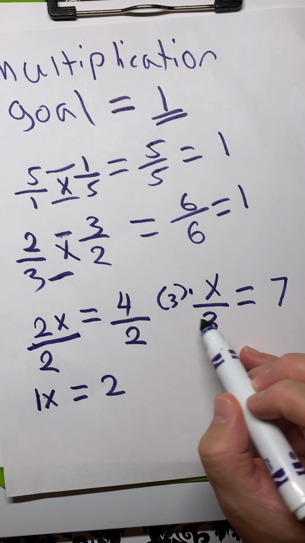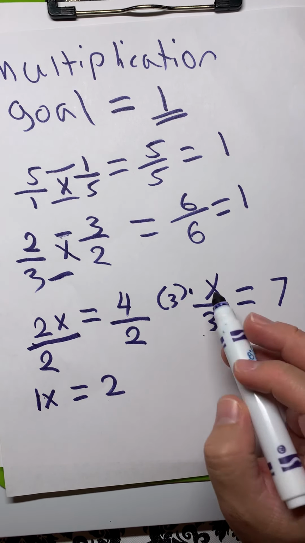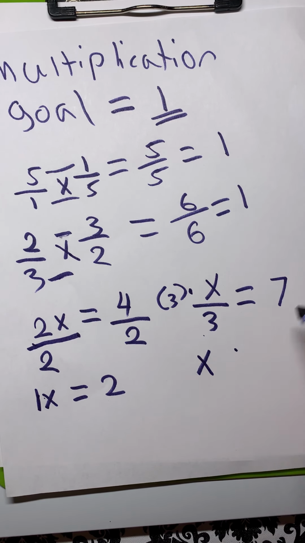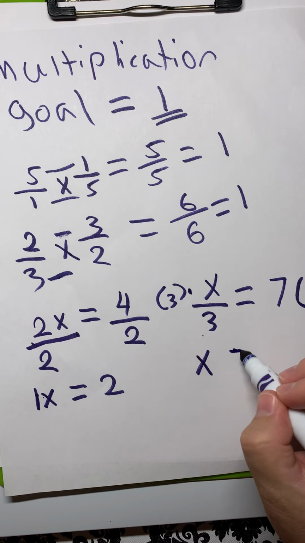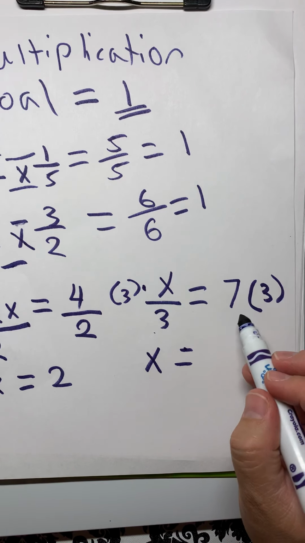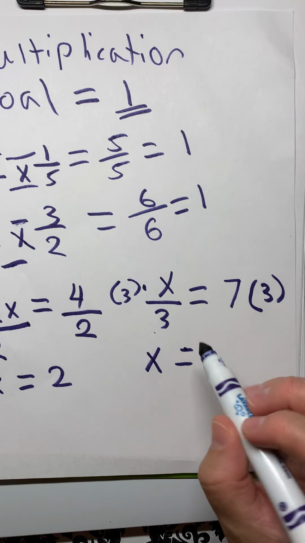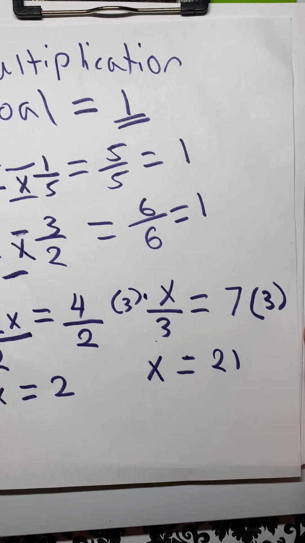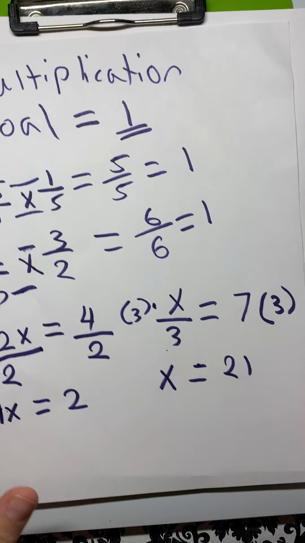So what we end up having is a 3 over a 3, which is 1. What you're left with here is x. Now we're multiplying by 3 here. X equals 7, so we multiplied by 3 here, and x equals 7 times 3, which is 21. So those are your two answers there for the multiplication one.